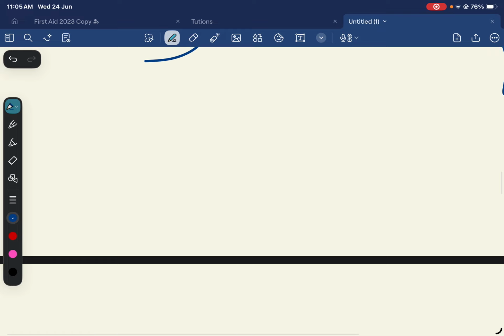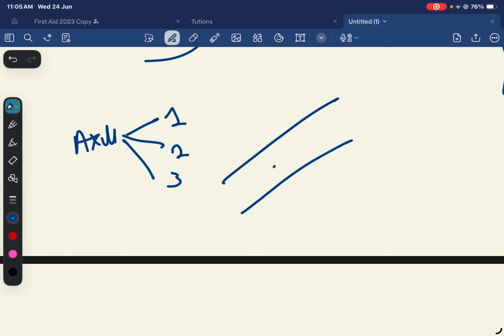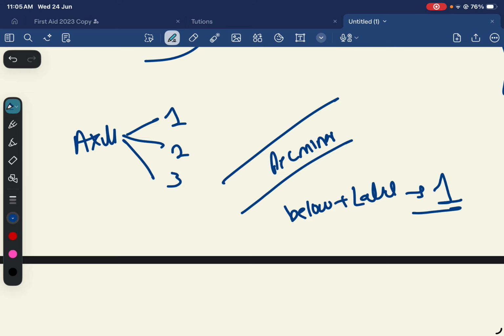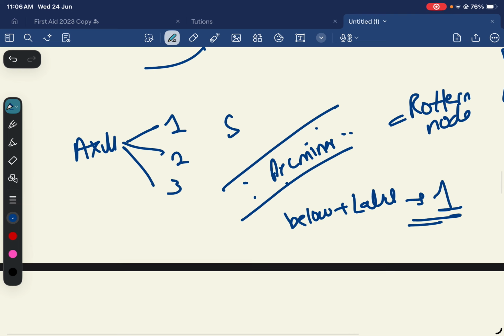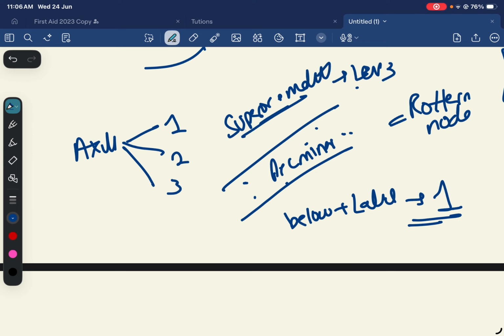Then there are also the axillary lymph nodes. They are divided into 3 levels, 1, 2, and 3, all in relation to pec minor. The ones below and lateral to it are level 1. Level 2 are behind the pec minor. These are also called Rotter's nodes, or interpectoral nodes, which are between the pec major and pec minor. The ones superior and medial to it are level 3.